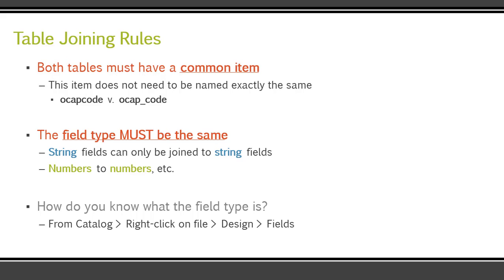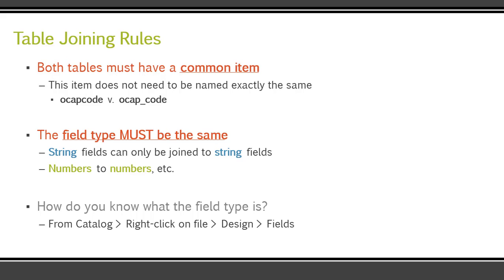What's driving the connection is that there's something common inside and that the fields that you're trying to join have to be the same type. So string fields can only be joined to string fields, and number fields can only be joined to numbers. And while that makes logical sense, the thing to keep in mind is that in a lot of databases, you can have numbers, but they're actually stored as strings.